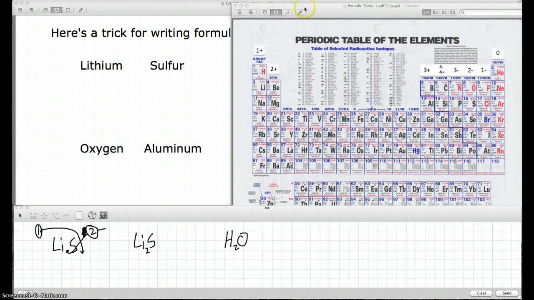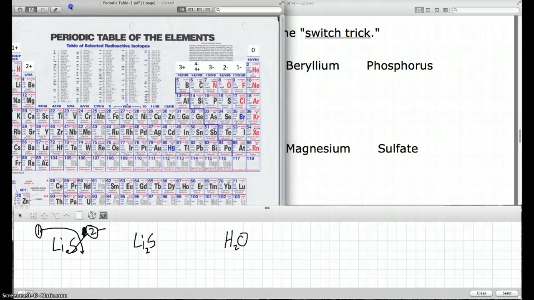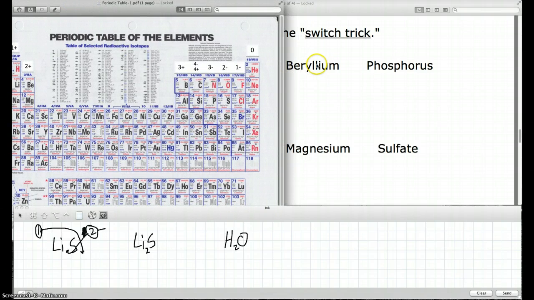So let's do another example here. Beryllium and phosphorus. Beryllium, if I see on the periodic table over here, is a +2.